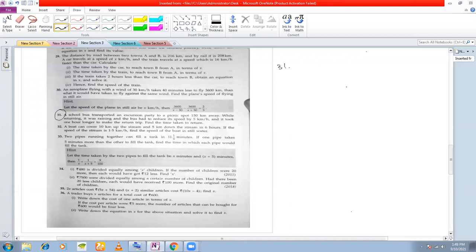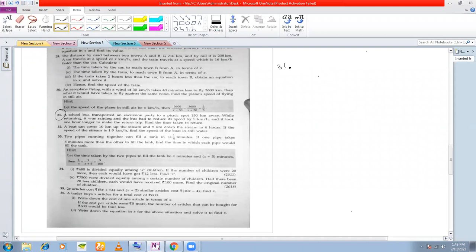Now, this problem is exactly similar to the last problem. Many such problems are normally given for quadratic equations. That means 8 out of 10 times you can expect such problems to be given in your paper. So let's start with this. Find the time taken to return. That is the question.